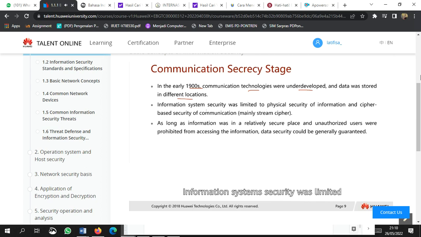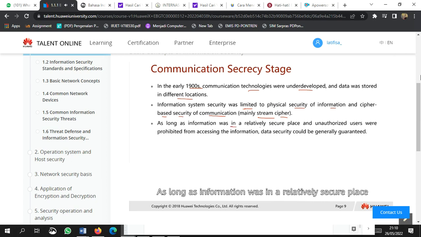Information system security was limited to physical security of information and cipher-based secure communication. This is mainly stream cipher. This is during maybe the Second World War. They used different cryptography technology to try to prevent the signals being transmitted from being received by the enemies, right?